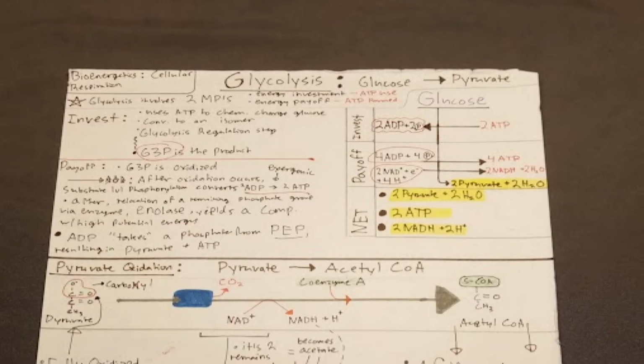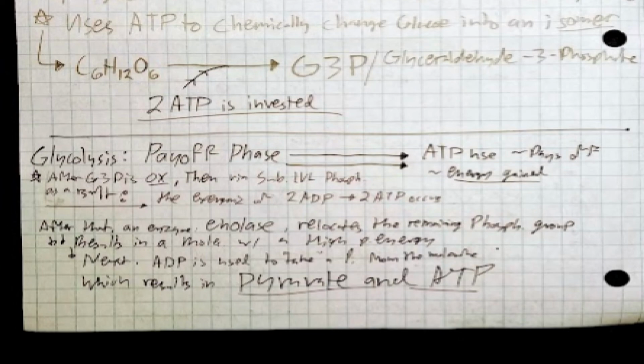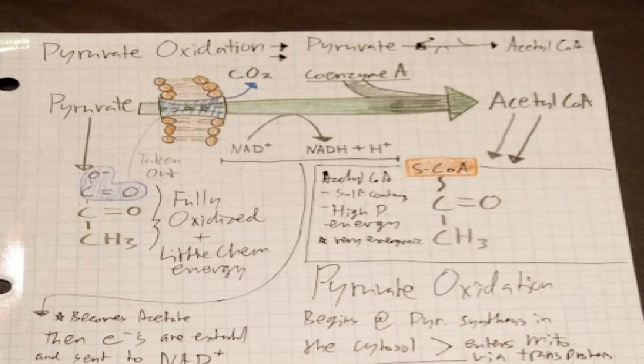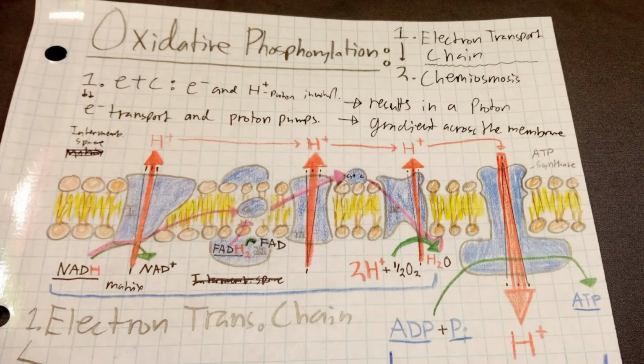We start off with glucose, then it splits, with energy invested for G3P. Then at the payoff phase, pyruvate is made. Then in the intermediate phase, it's oxidized. Pyruvate oxidized makes acetyl coenzyme A, then the citric acid cycle, where electron carriers are made. Oxidative phosphorylation comes first with the electron transport chain. Once this makes a gradient, ATP is on its way.